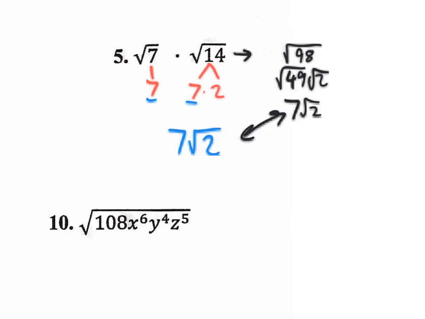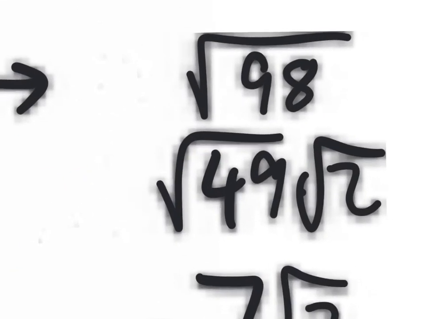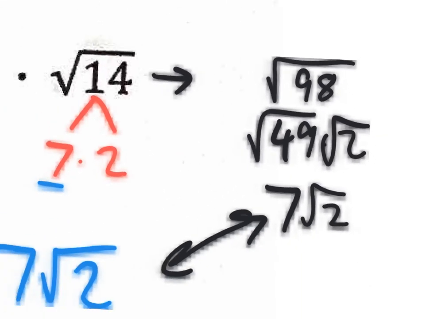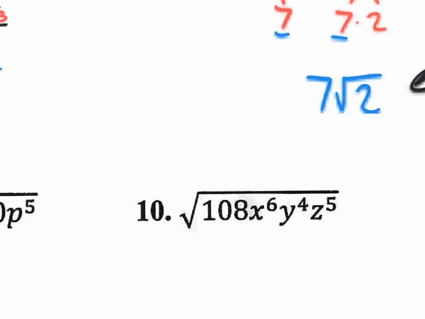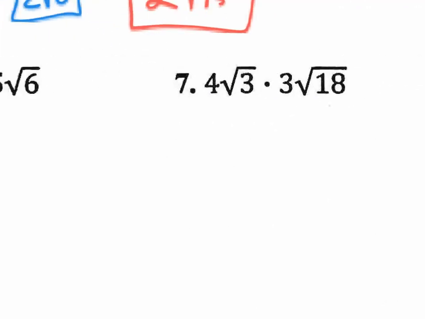Or you could have actually taken the square root of 98 and used the factor tree on the square root of 98. But I think breaking it down as much as you can right from the start with factor tree, it's the easiest in this case. Let's jump to number 6.